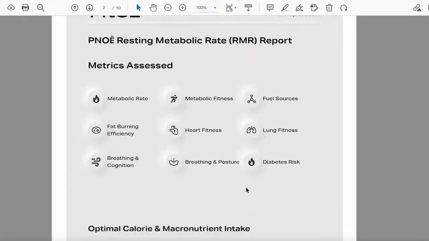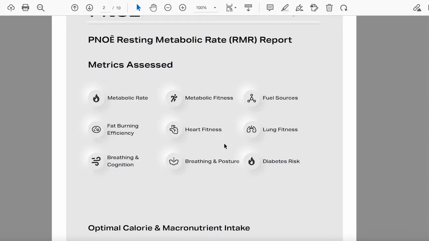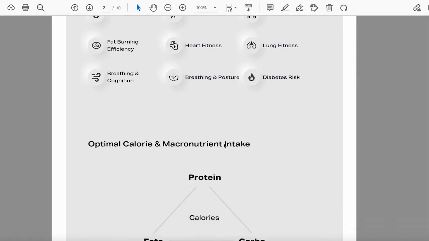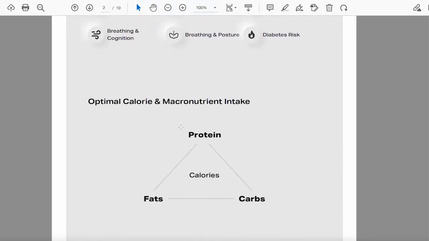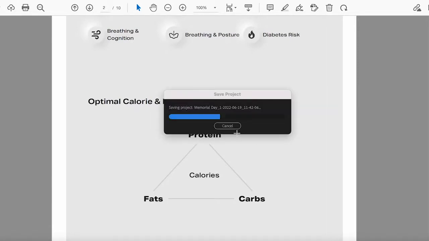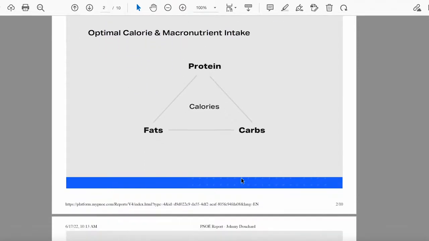Here are the 9 areas that we're getting data back on. We're going to take a dive into each one of these, and then at the end we also get a very physiologically specific calorie and macronutrient prescription, which is really cool.